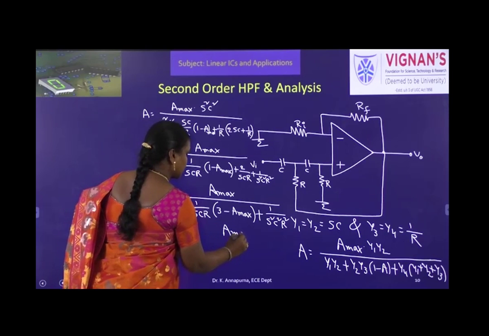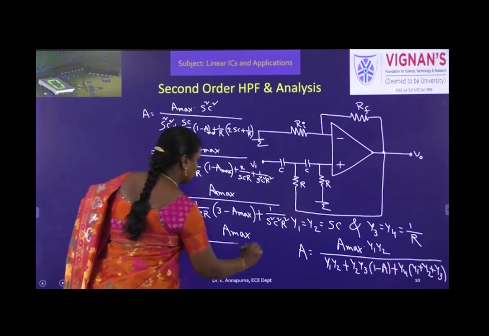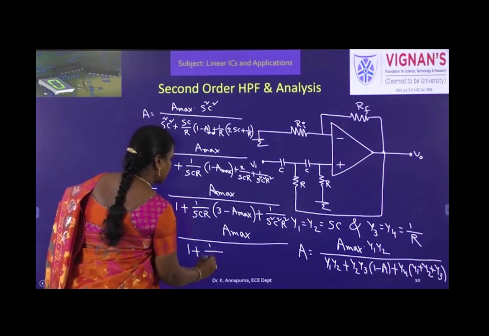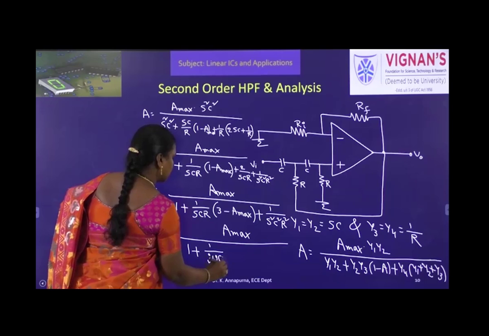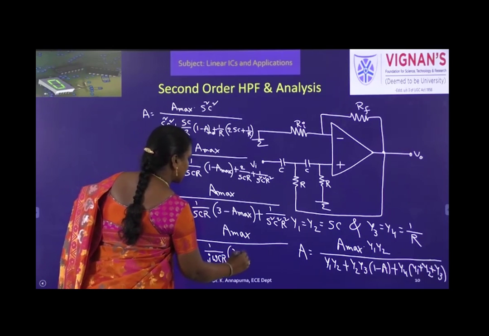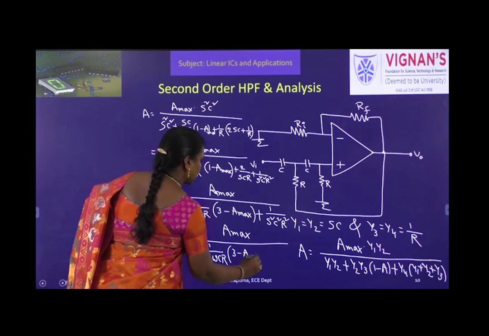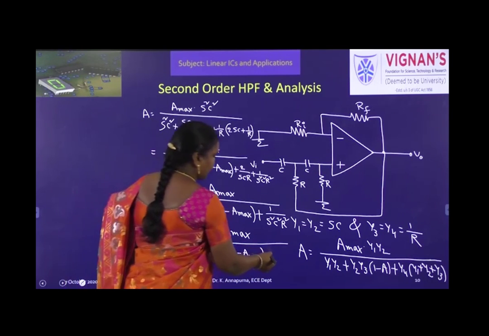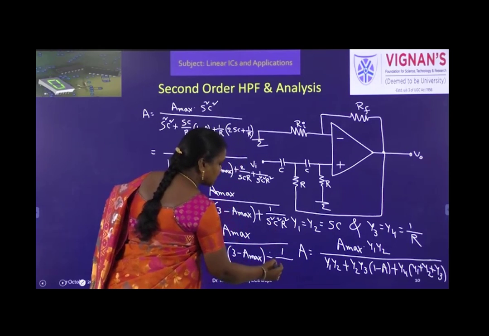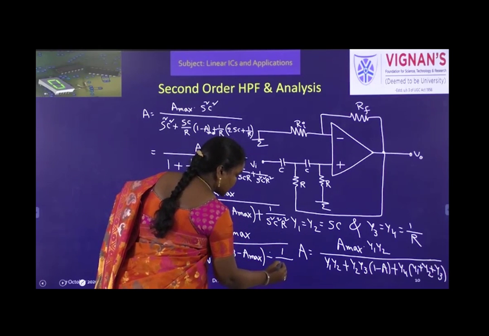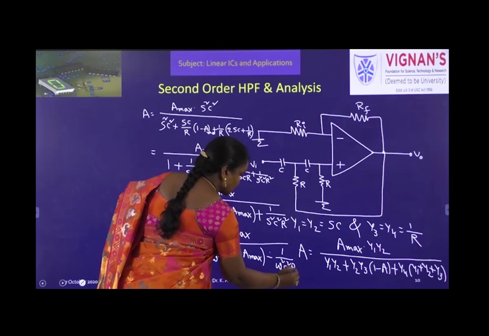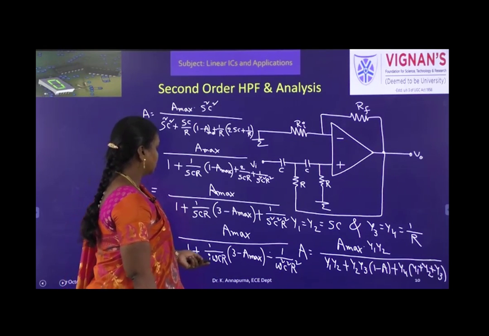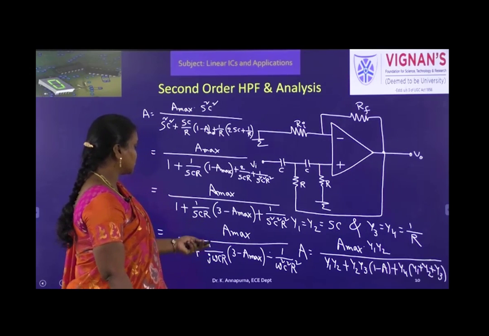then A max by 1 plus 1 by j omega cr into 3 minus A max plus or minus 1 by, because j square is minus, omega square c square r square. So now let us carry this to the next slide.